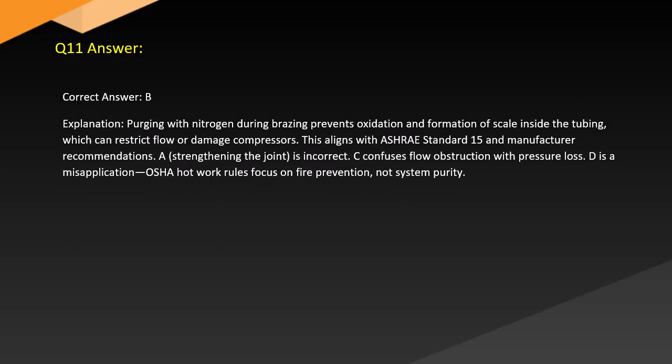Answer. Correct answer. B. Explanation. Purging with nitrogen during brazing prevents oxidation and formation of scale inside the tubing, which can restrict flow or damage compressors. This aligns with ASHRAE Standard 15 and manufacturer recommendations. A. Strengthening the joint is incorrect. C. Confuses flow obstruction with pressure loss. D. Is a misapplication. OSHA HVAC rules focus on fire prevention, not system purity.